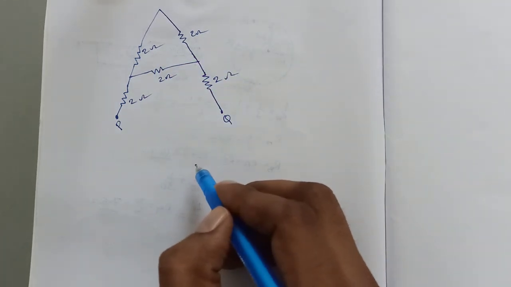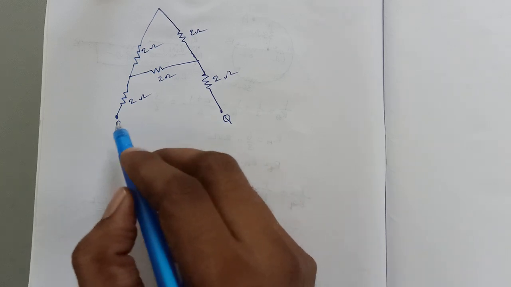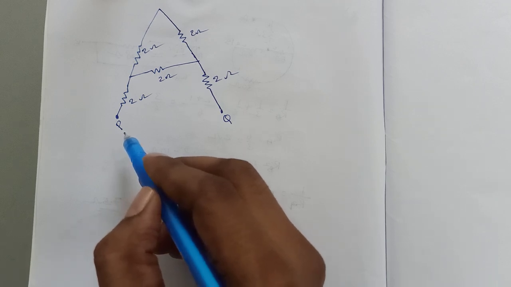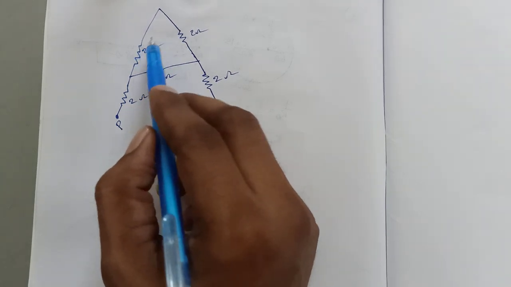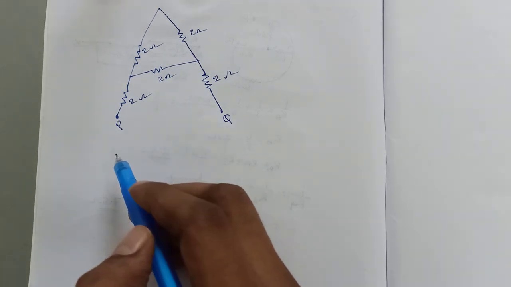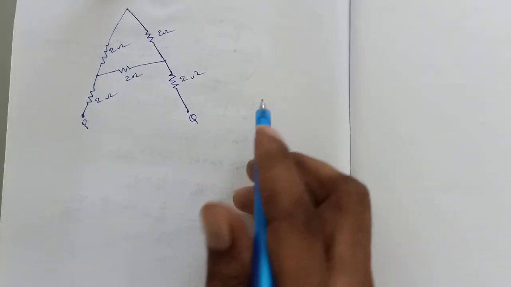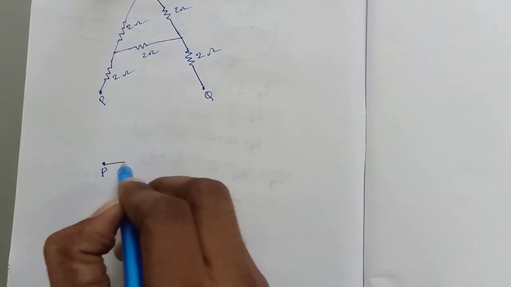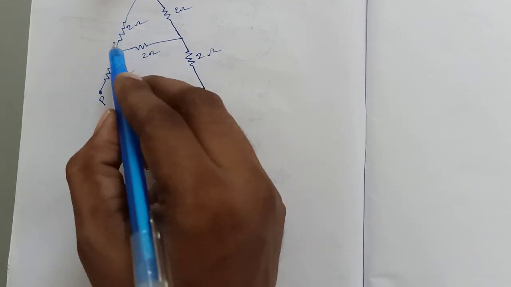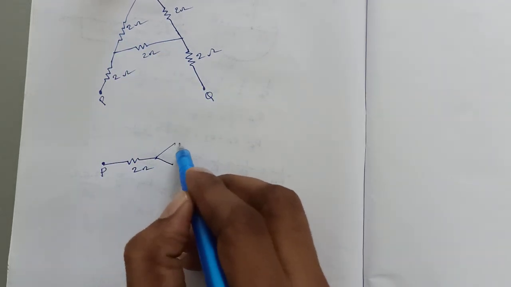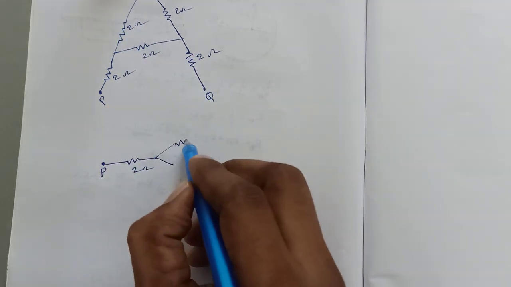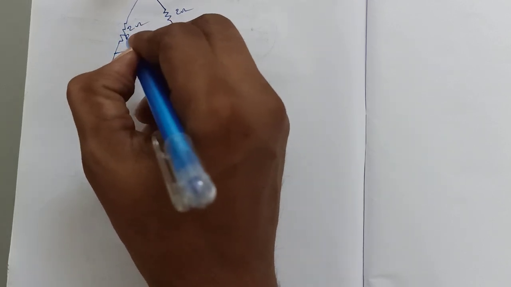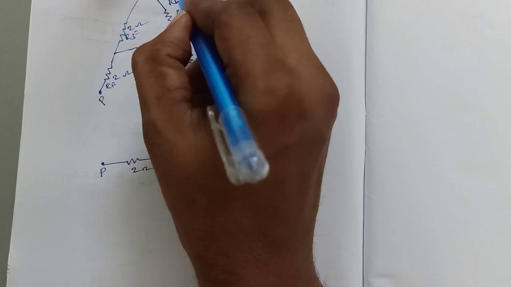Now we need to find the equivalent resistance between points P and Q. If you want, you can redraw it, it's very easy. If you start, these two are in series, so you can draw it very easily. Suppose at point P there is a resistance of 2, and from here it splits. For clarity, you can label them R1, R2, R3, R4 and R5.